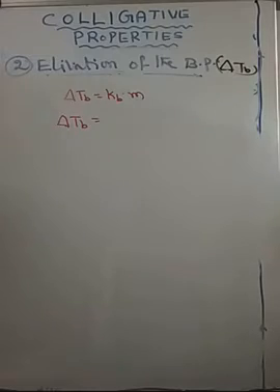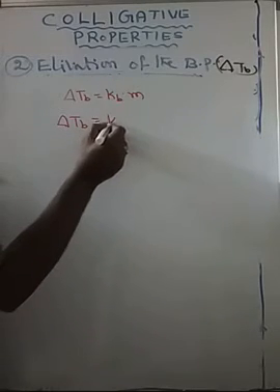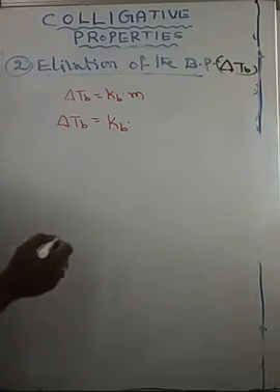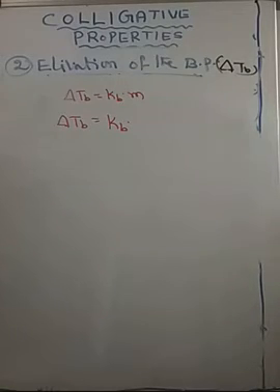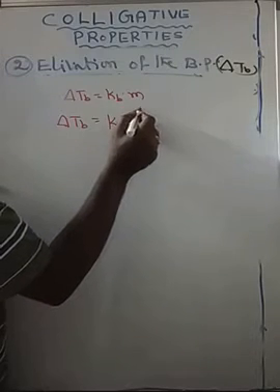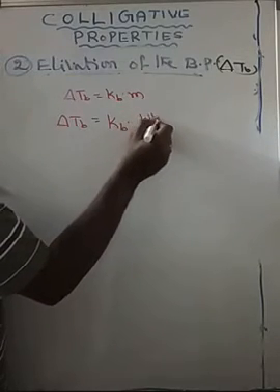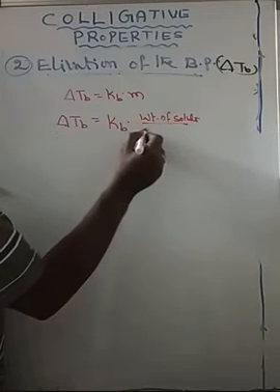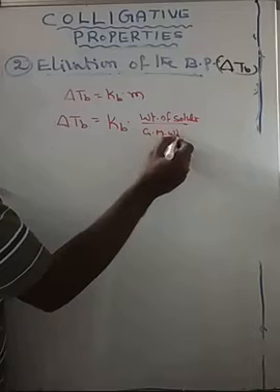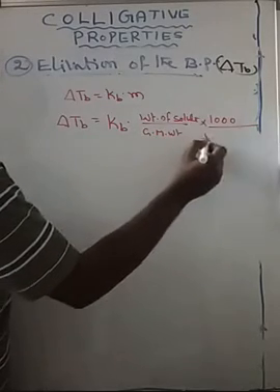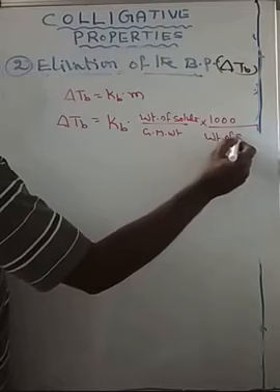Delta Tb is equal to Kb into m. What is molality? The number of moles of solute per kilogram weight of the solvent. Then you express the formula. Number of moles means weight of solute by gram molecular weight, into 1000 by weight of solvent.